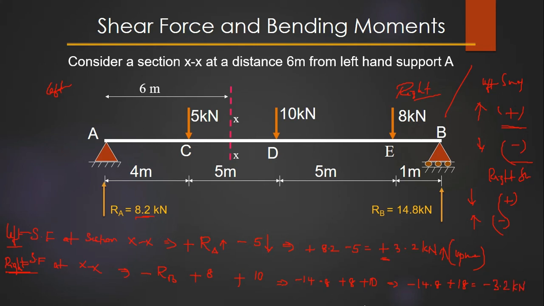Minus, in this sense, it is acting downwards. So if you see here, if you consider the left hand side portion, this is the direction of shear force, SF, and on the right hand side, this is the direction of shear force. Okay, so at this section, the shear force is 3.2. There is no change in the magnitude. There is no confusion about the magnitude of the shear force.